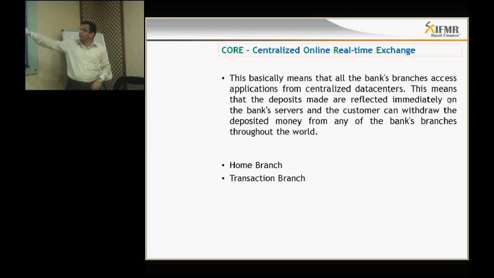So there are two branches it is associated with. One is home branch and another is transaction branch. Home branch is nothing but the branch at which he owns the account number, and the branch at which he is doing his transaction is called transaction branch.